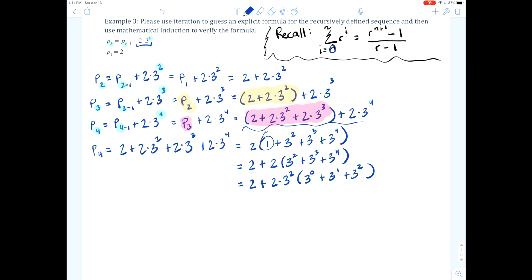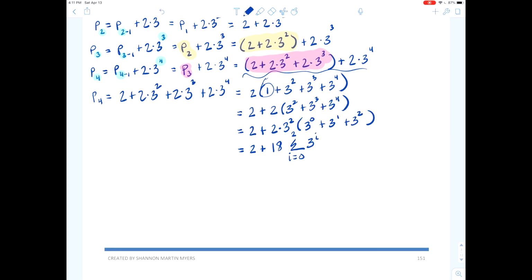So we could rewrite this one as what? 2 plus, this is what, 18, times the summation from I equals 0 to 2 of what? Good. 3 to the I, if we wanted. All right, cool. Well, that's all well and good, but wouldn't it be nice to have a formula that would work for n? So p sub n would be what?